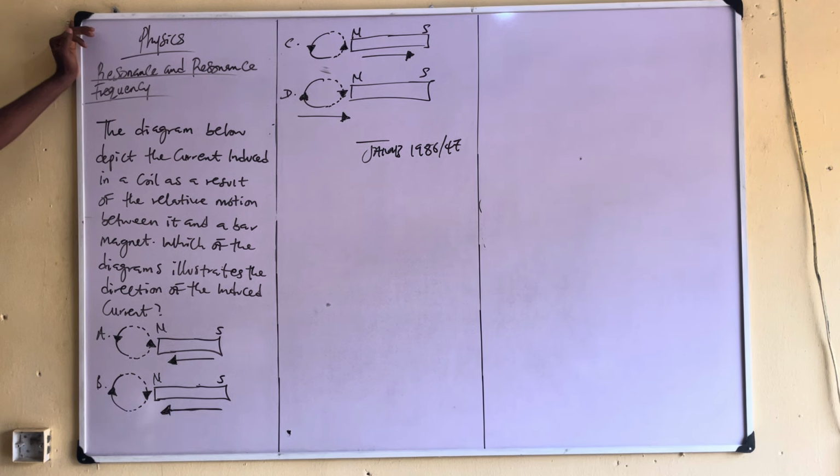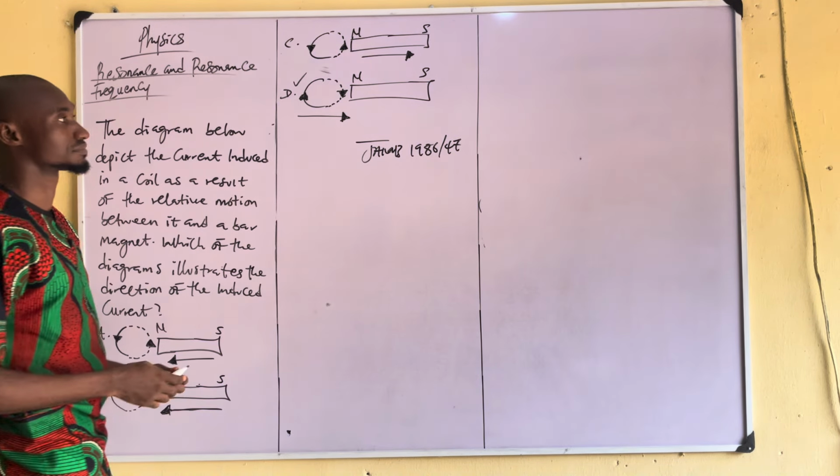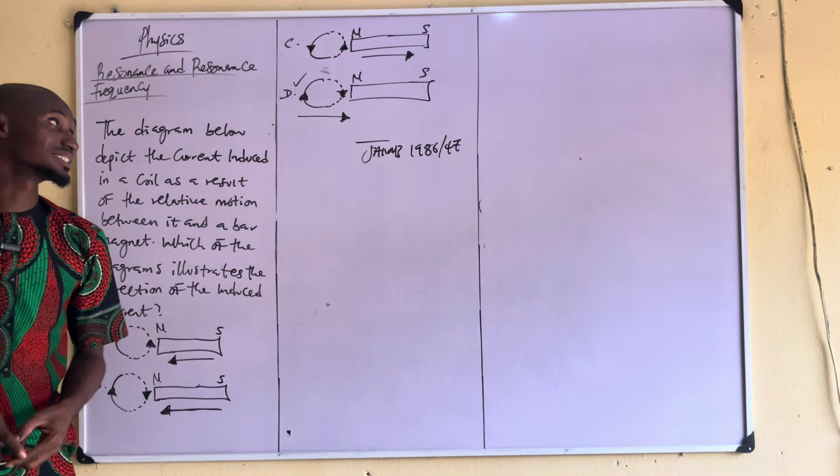See the question again. The diagram below depicts the current induced in a coil as a result of relative motion between it and a bar magnet. Which of the diagrams illustrates the direction of the induced current? The answer is B. The answer is D.